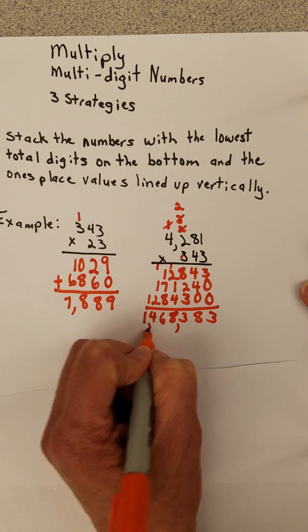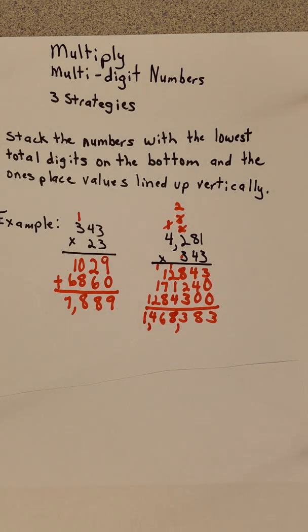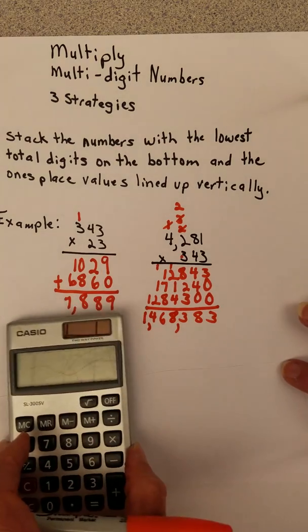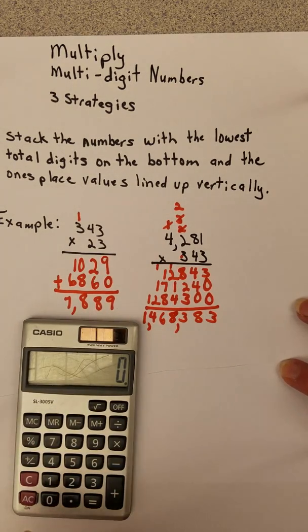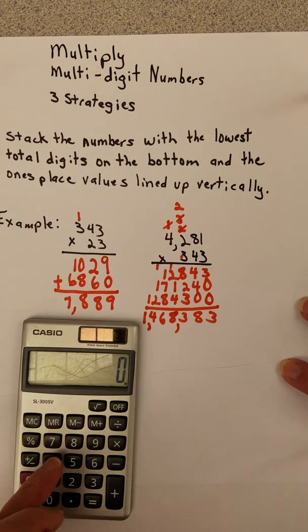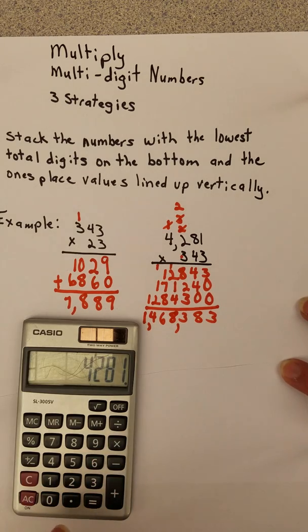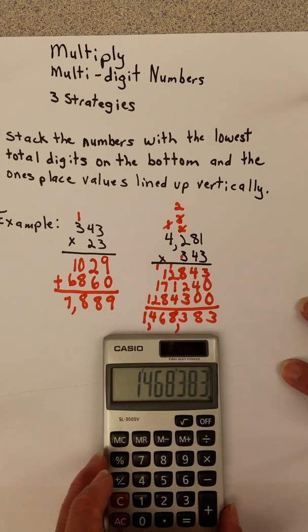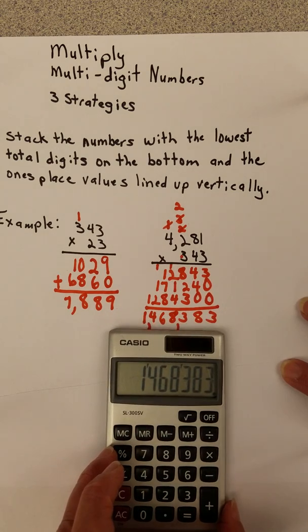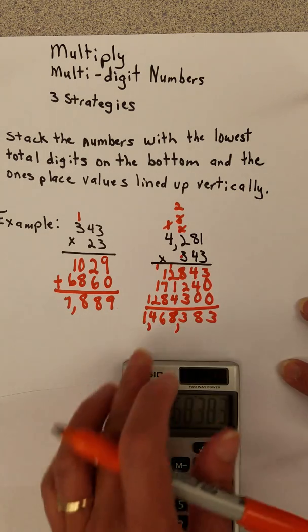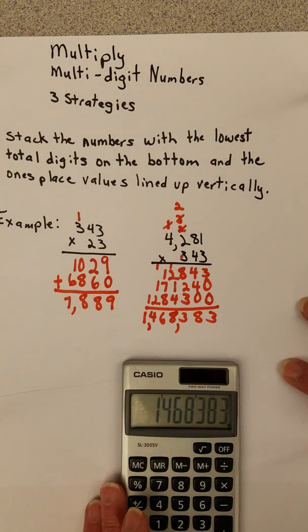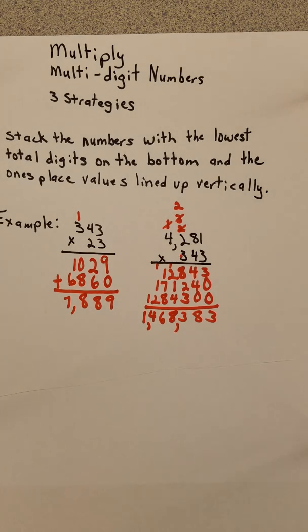Okay, so I probably should double check myself, make sure I did this right. And that's where your calculator comes in, but you shouldn't be using your calculator for your practice math, only to check your work. Because if you use it too much, and you don't ever practice it, then when you have a test, you can't pass it. So, 1,468,383. Whew, that's a big number.